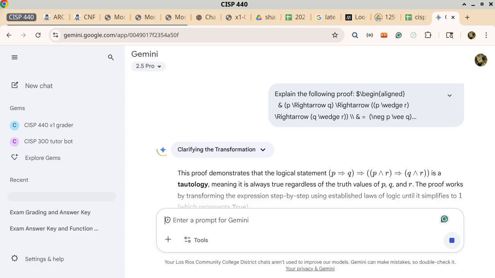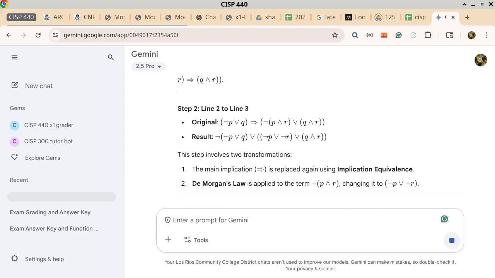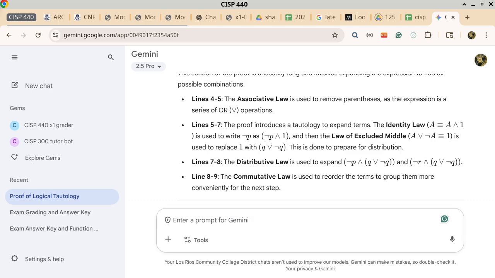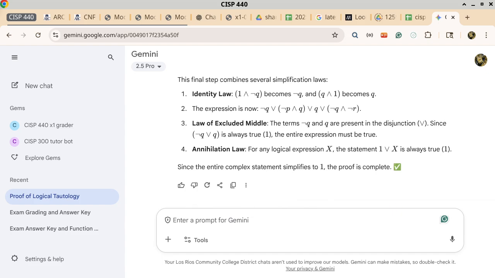All right, so does it break it down? Oh yeah, that is pretty good. So use Gemini to help, okay? Because it actually understands how to do all the proofs. It shows you what happens between the lines, etc. All right, are we good so far?